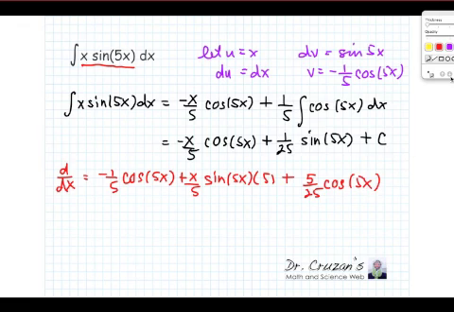So let's see if that simplifies to what we want. This 5 is going to cancel this guy. This is plus 1/5 cosine 5x. This is minus 1/5 cosine 5x. So those guys both go away, leaving us with x sine 5x, which is what we started with.